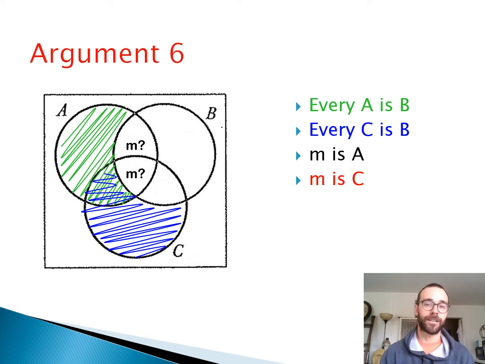Now we can ask ourselves, is M in the C circle? Not necessarily, right? We don't know where it is. We need more information. If it turns out that it's in quadrant 2, then this is invalid. If it were in quadrant 5, it would be valid, but we don't know. And so we need more information. Our Venn diagram is not complete. This argument is invalid.